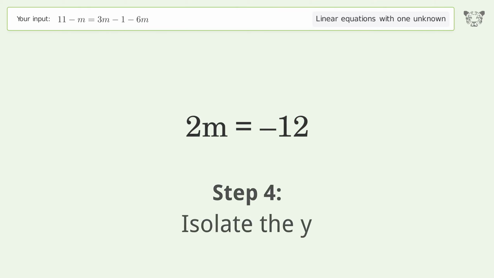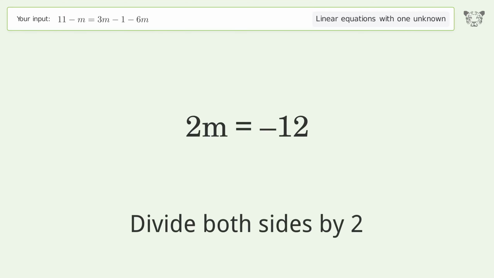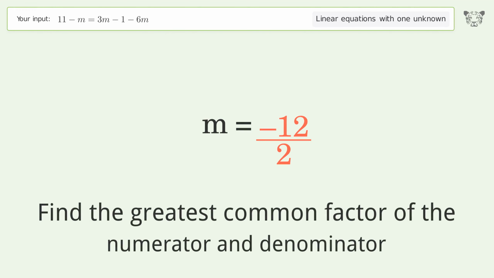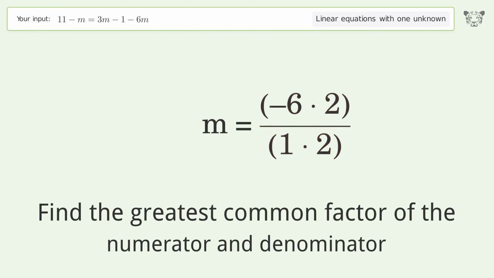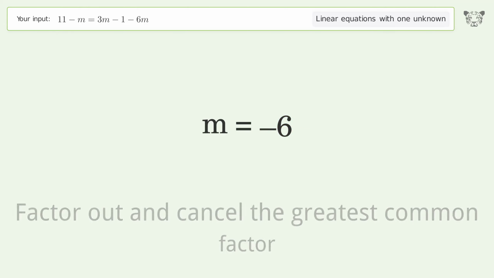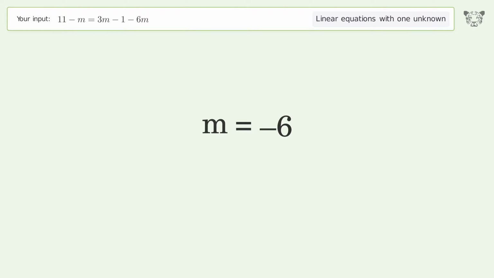Isolate the y. Divide both sides by 2. Simplify the fraction. Find the greatest common factor of the numerator and denominator. Factor out and cancel the greatest common factor. And so the final result is m equals -6.